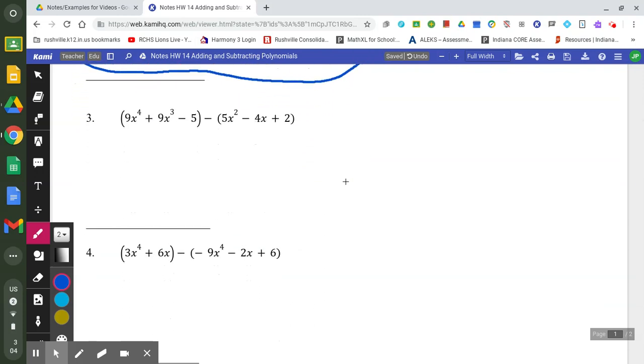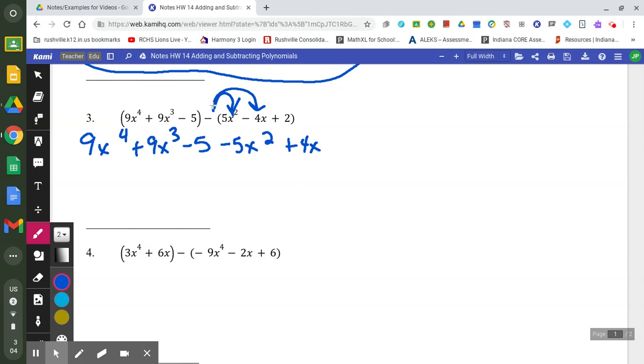Number 3, I have that negative sign right here. So I'm going to rewrite my first parentheses without the parentheses. And then my second, I have to distribute that negative sign. So -5x squared. And then negative times a -4x would be positive 4x. And then negative times the 2 is -2.